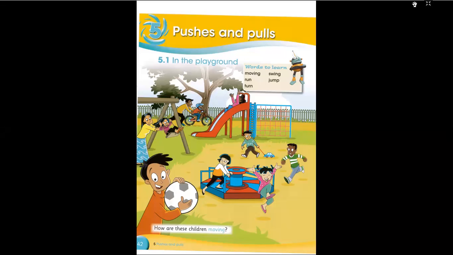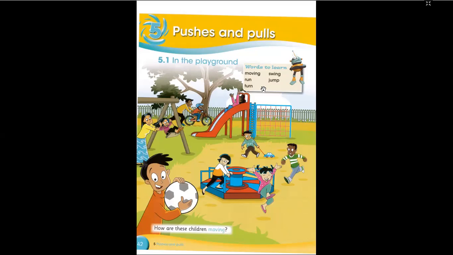In the playground, if you see in the picture, you will find that there are children all around in the park, and they are moving. When you go in the park, you see that there are many children moving their body in different ways. In picture one, here is the park, and all these children are moving their body. How they are moving is what we are going to discuss.